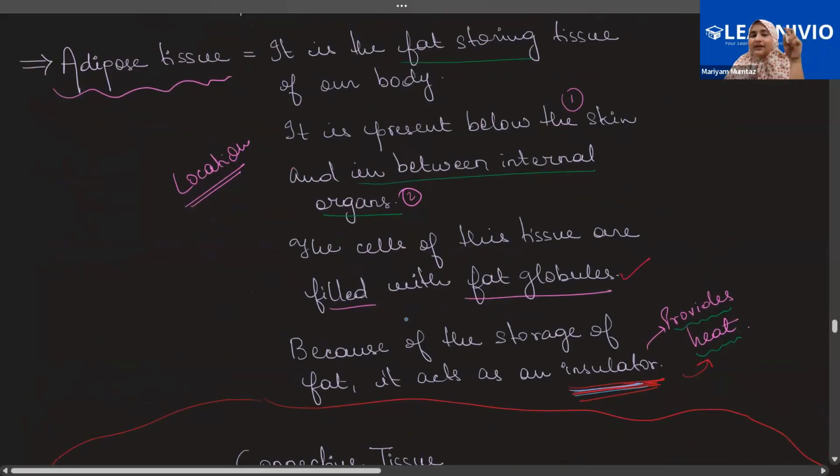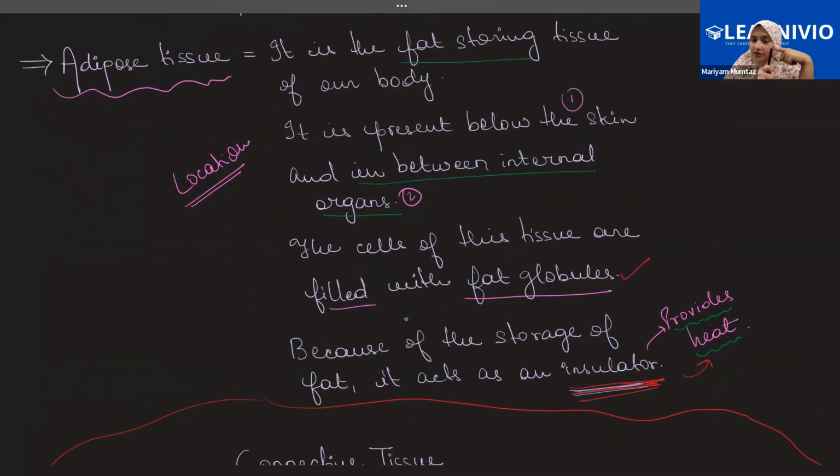Adipose tissue has two things to do. First of all, it provides insulation to the body, insulation meaning heat. Apart from that, it also provides cushioning to the body. So for example, I'll use a very funny example. If you hit a friend that is very chubby, and if you hit a friend that is thin, who will feel the hit more? The fat one, the chubby one, or the thin friend?